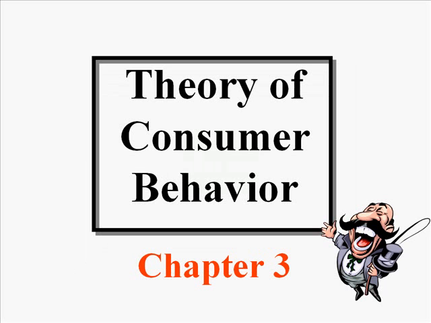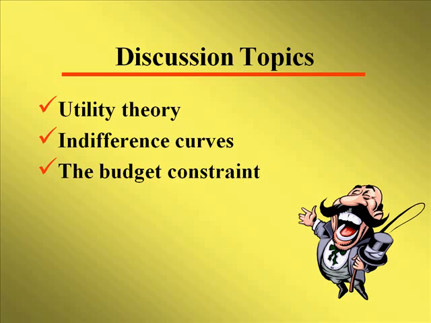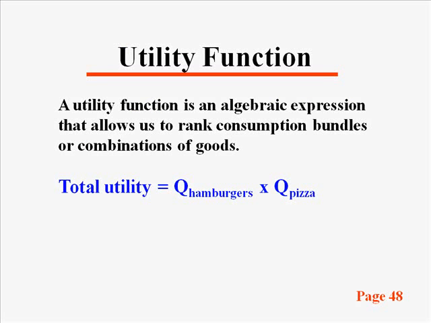Today we're going to discuss the theory of consumer behavior, and more specifically, utility theory, indifference curves, and the concept of a budget constraint. The utility function is an algebraic expression that allows us to rank consumption bundles or combinations of goods. So we say the total utility is the quantity of one good multiplied by the quantity of another good. In this case, we're going to use hamburgers and pizza as our examples. So the quantity of hamburgers times the quantity of pizza yields total utility.